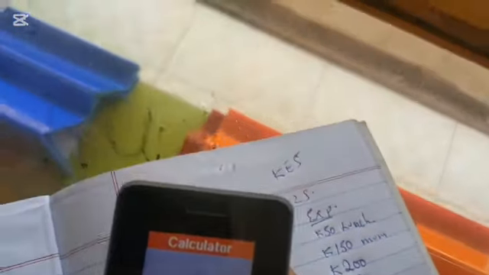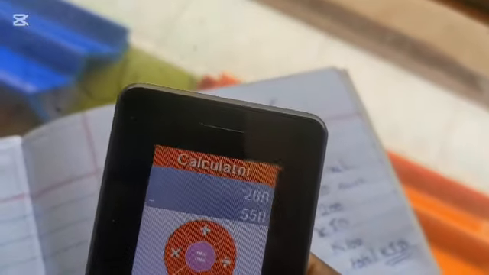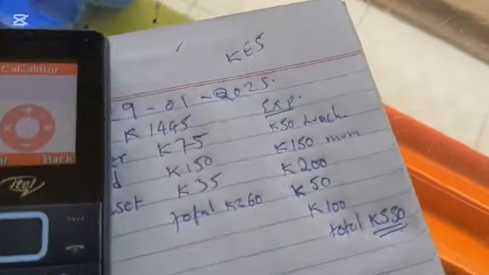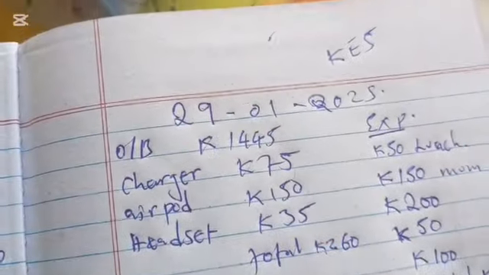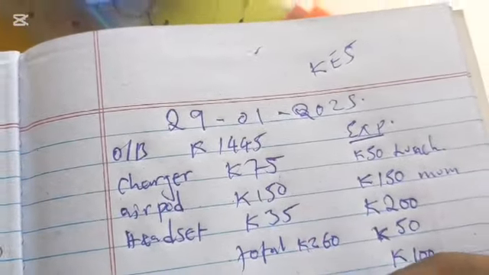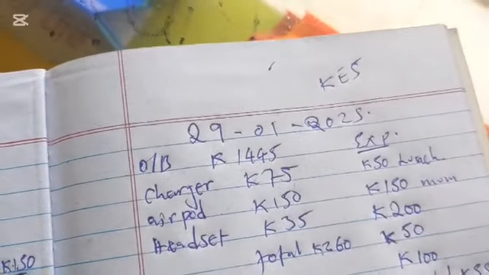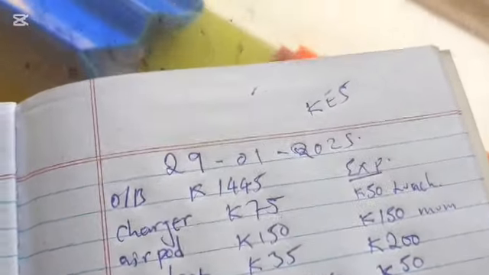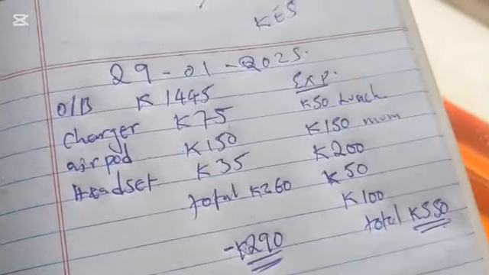Then you say 260 minus 550. So on this particular day you went home with a negative 290 kwacha. Okay? So there's even no need of calculating the profit on this day because it's already shown.